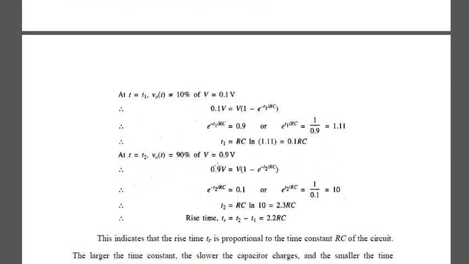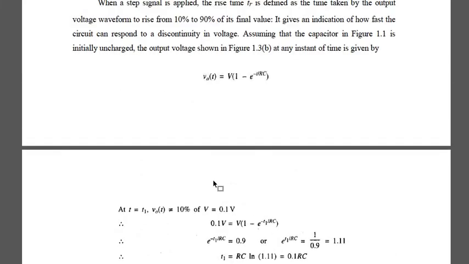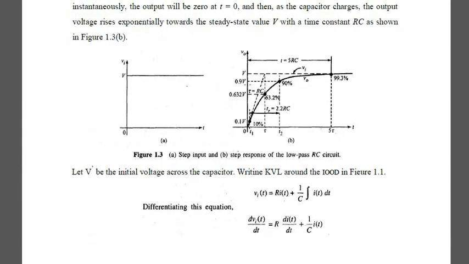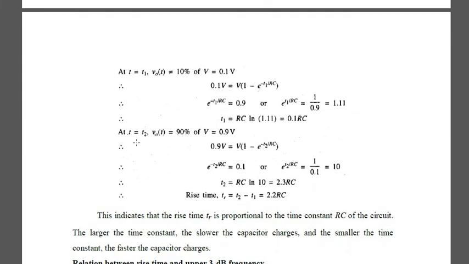So T1 is equal to RC into log of 1.11, or else you can give the first value T1 is equal to 0.1 RC. Similarly, you apply T equal to T2 and your output voltage is 90%. What we have said is the time taken for the output voltage waveform to rise from 10% to 90%. What is the 90% here? At this value, so the output voltage over here is 0.9 volts. Correct. Now apply T equal to T2 in this equation.